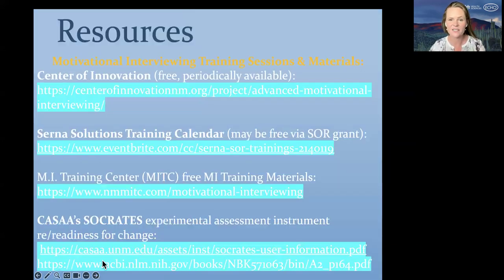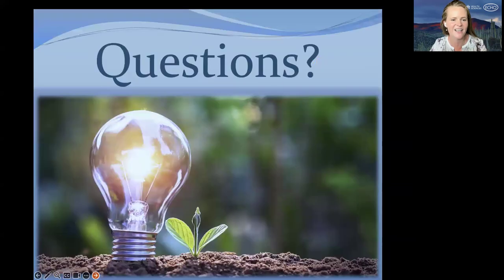So I'll just leave you with some resources. These cover both training sessions and materials. The first couple are links to calendars of local organizations that often provide free or low-cost training. I'll say thanks to our SOAR grant, which we're operating under as well. One of these local organizations very, very frequently offers free training, so keep an eye on those. And then there's an instrument that CASA came up with called SOCRATES, which helps us if we want a formal instrument to assess stages of change.